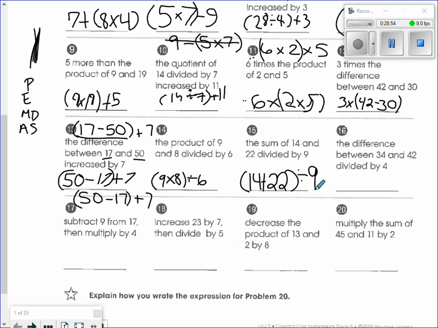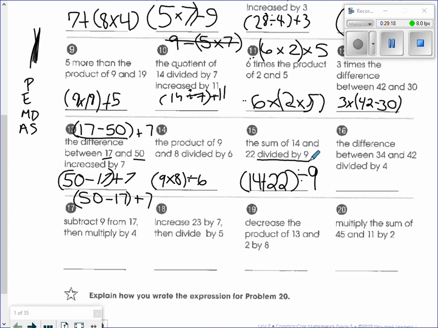Oh, this is so ugly. That's the most disgusting handwriting ever. Can we put the 9 in the front? 14 T. No. No. Yeah. Divided by.